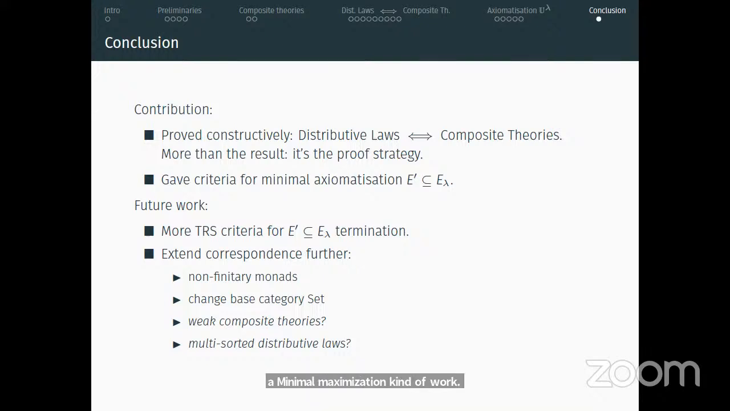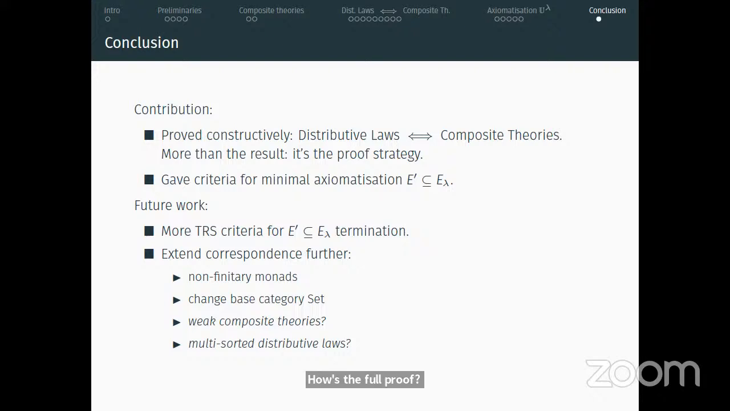And for future work, of course, we gave one example of when this termination is unsure, so we can look for more criteria. But nowadays, all the distributive laws that we have gathered fall under the one termination scenario that we've expressed. But now that this correspondence has a full proof, we can look at how to extend it.